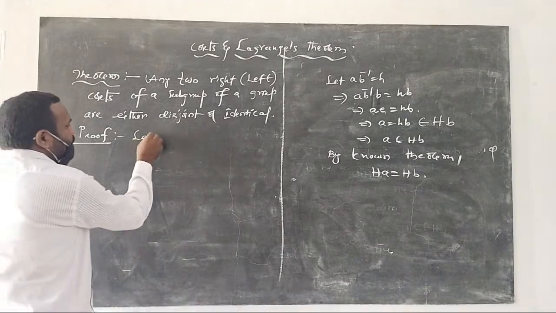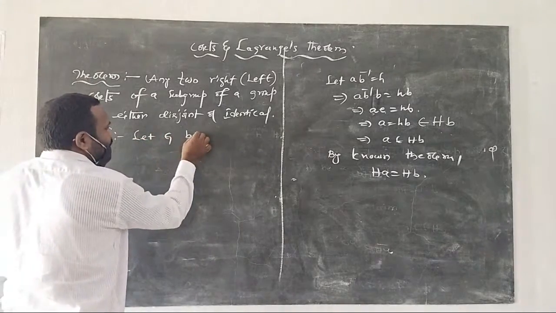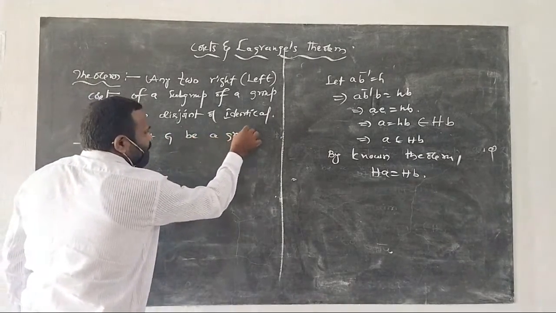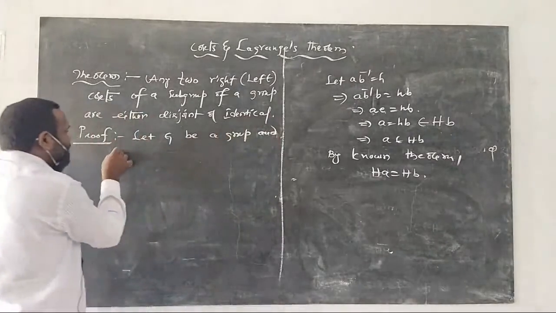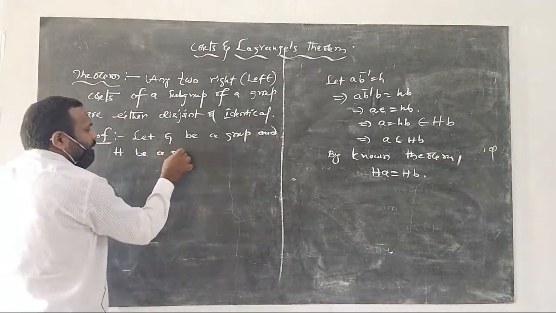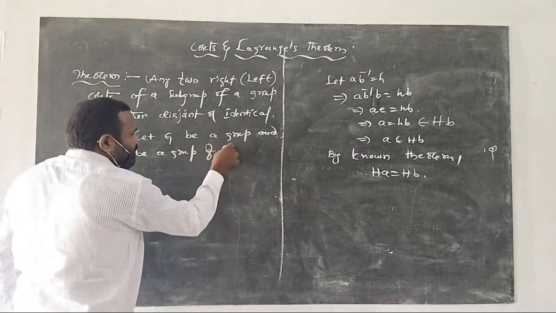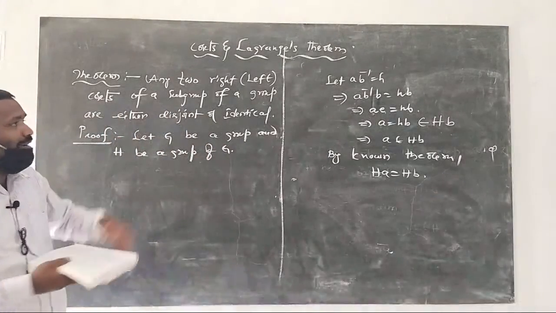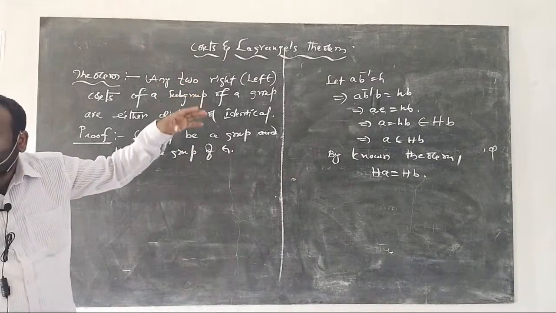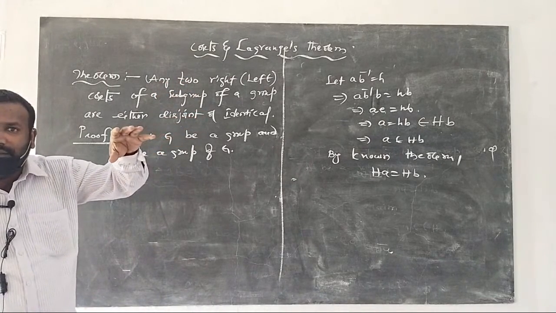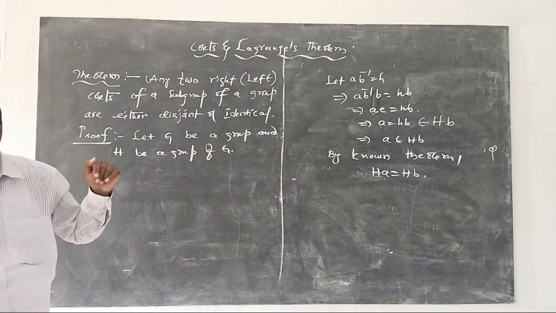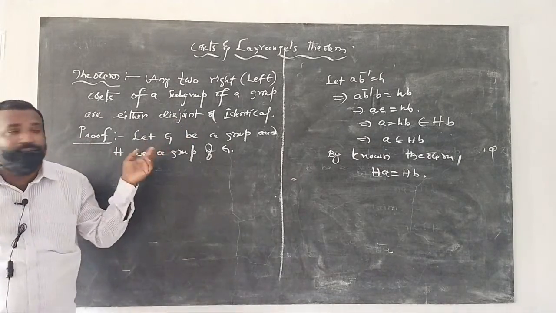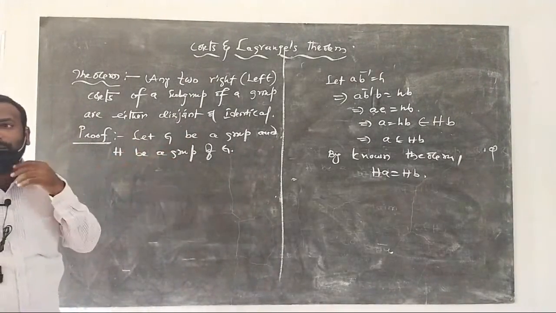Let G be a group and H be a subgroup of G. In the statement we have not mentioned any sets G and H, we have taken them ourselves. You may take it like this: G is a group and H is a subgroup of G.